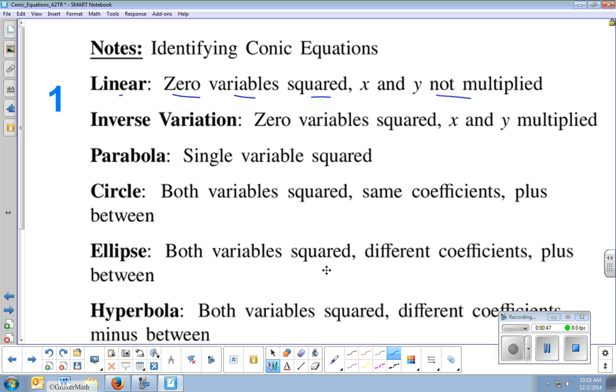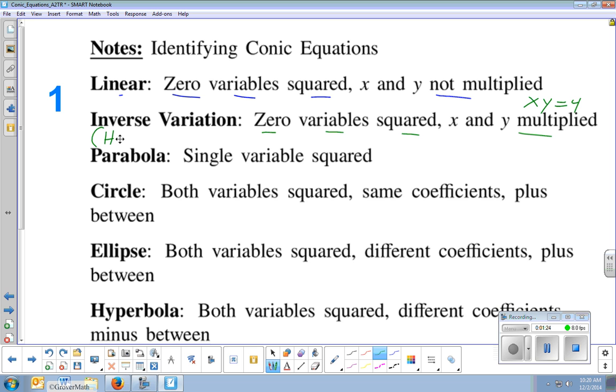That's a linear equation. There's another type of equation that has zero variables squared, and that's your inverse variation. But the key here is, for the linear, it said x and y are not multiplied. Well, for inverse variation, x and y are multiplied. And that's what really separates that apart. That's when you have something like x times y equals 4. And we talked a little bit about this in the previous lecture, because this is called inverse variation, but it's a type of a hyperbola.